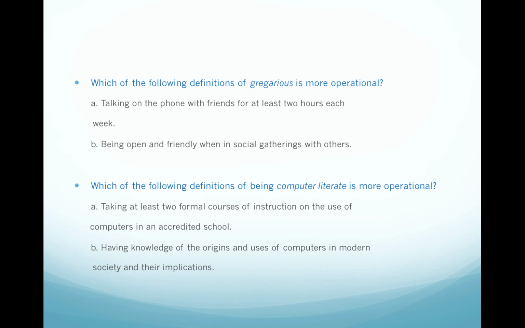Another example would be, which of the following definitions of being computer literate is more operational? A would be taking at least 2 formal courses of instruction on the use of computers in an accredited school. And B would be having knowledge of the origins and uses of computers in modern society and their implications. Again, A would be the better option because that's something that I could directly assess. I could ask, have you taken these classes? Yes or no. And then based on that, I could determine if somebody is computer literate. So those are just two examples.